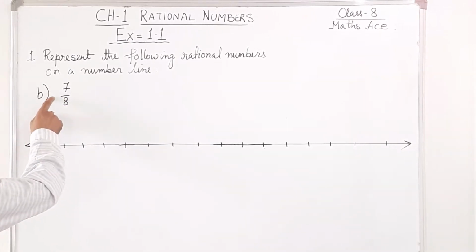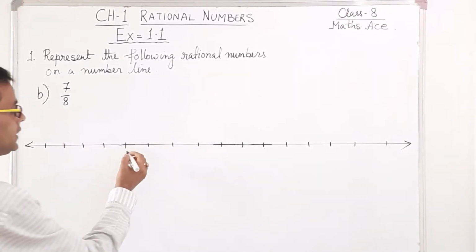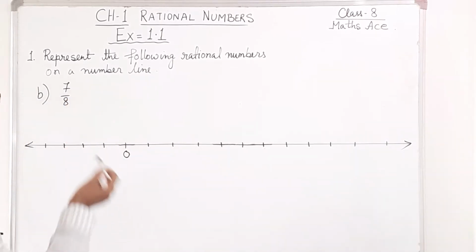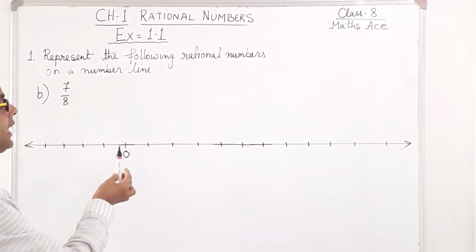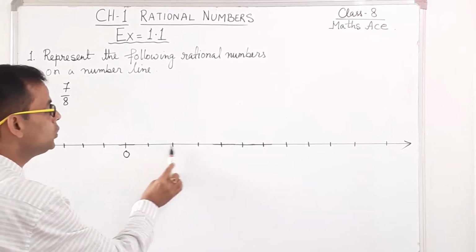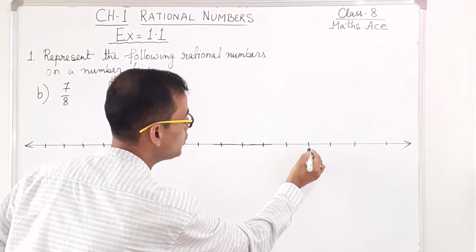Now question number 1B, 7 by 8. So 7 by 8 is also positive, plus 7 by 8. So it will lie on the right hand side. So 0 I will write here, a little bit this side. But now in the denominator you can see it is written 8. If it is written 8, then how will we write 1? After 8 boxes, 1, 2, 3, 4, 5, 6, 7, 8. And here we will write 1.